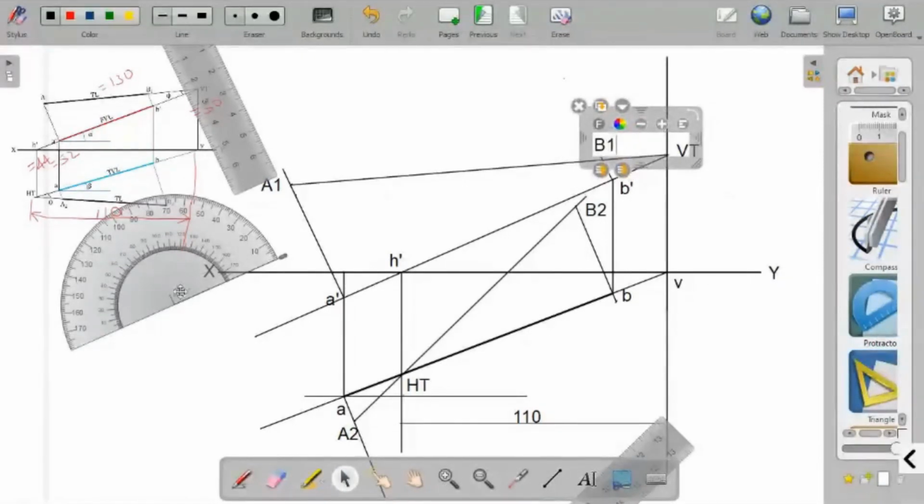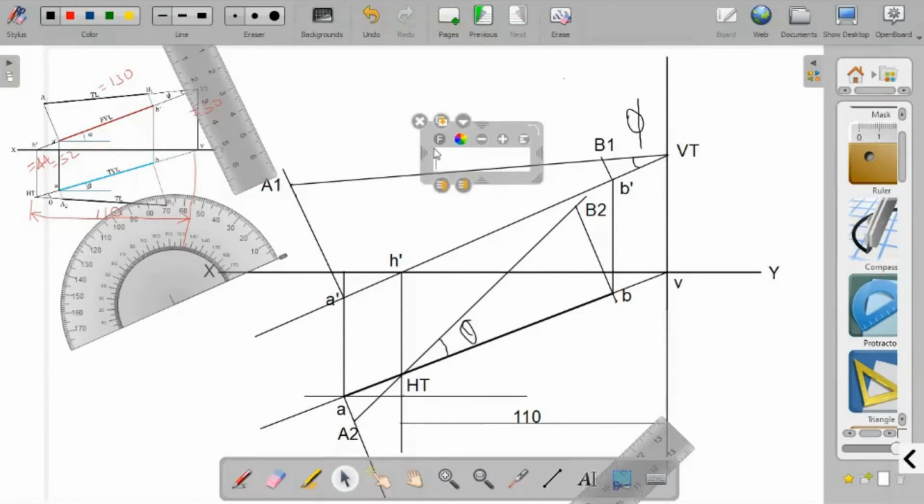Now what you have to do is measure this angle A1 VT A dash. That is the angle phi. This is angle phi, and this angle you have to measure. This is angle theta. The true length A1 B1 is the true length. That is 130. It has to be 130.